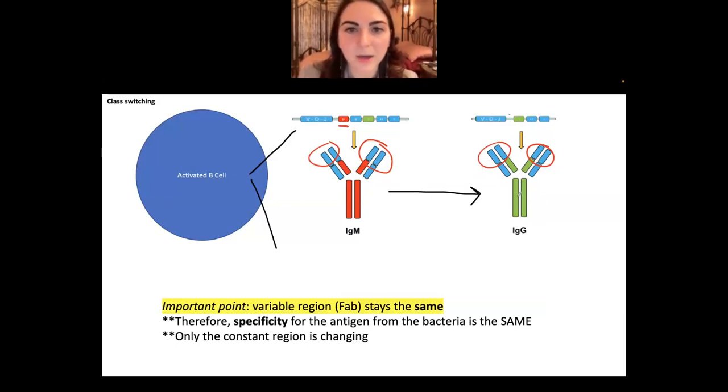So this would be a cytokine other than IL-4 or IL-5 that was released here. Again, really want to emphasize, we are not changing the variable region. That's the whole point of class switching, is we want it to be the exact specificity. We want the exact affinity, specificity. We want all that to be the same. We just want to change the type of antibody it is so that this can go be a neutralizer, go opsonize things, go do what it does.